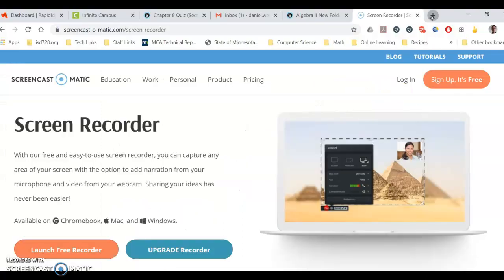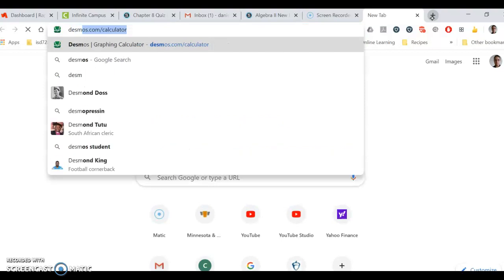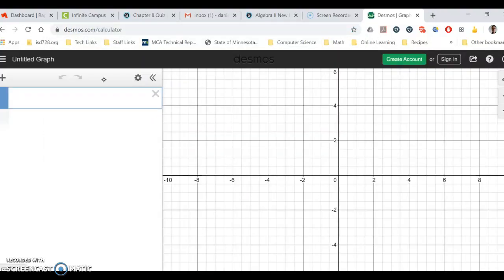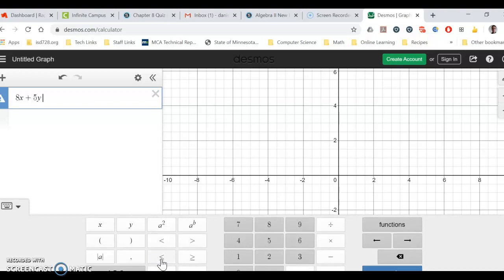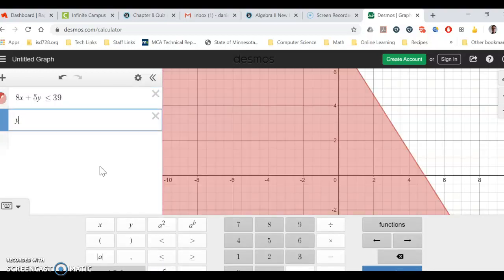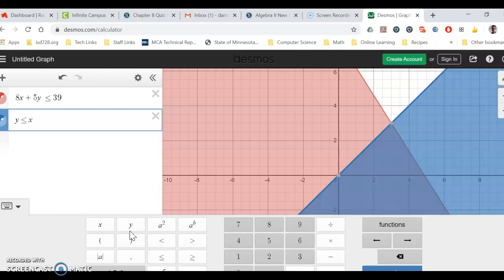Right, so I'm going to do a search for Desmos. And you want to find the Desmos graphing calculator. So you can see the address up there, and then just start typing. So 8x plus 5y has to stay, and there's a keyboard down here for me. So it has to be less than or equal to 39. And then the other one was y, I think, less than or equal to x.